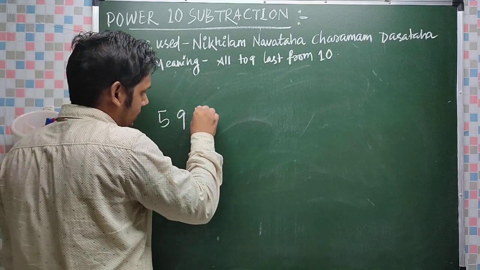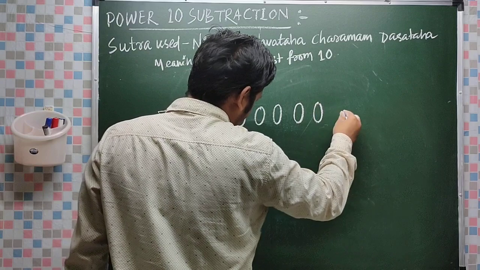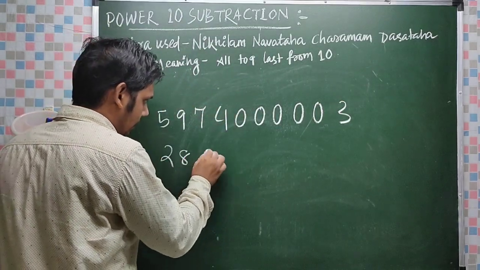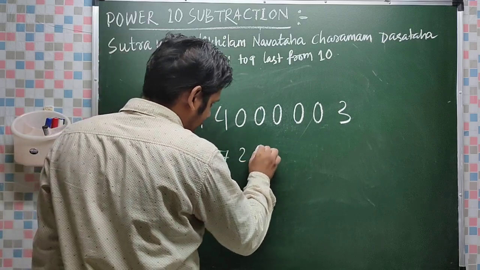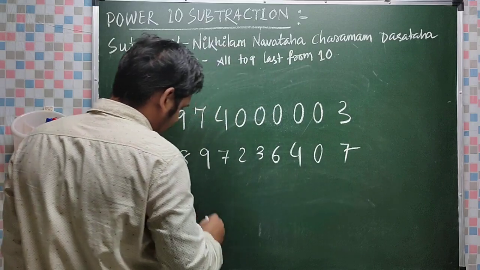Five, nine, seven, four, 0, 0, 0, 0, 0, 3, minus 2897, 236, 407.